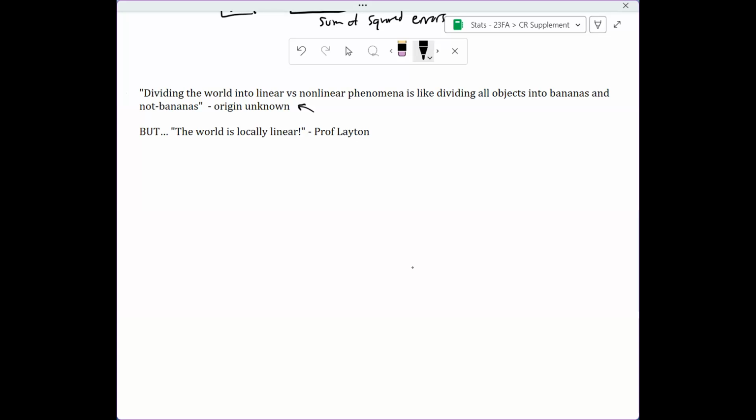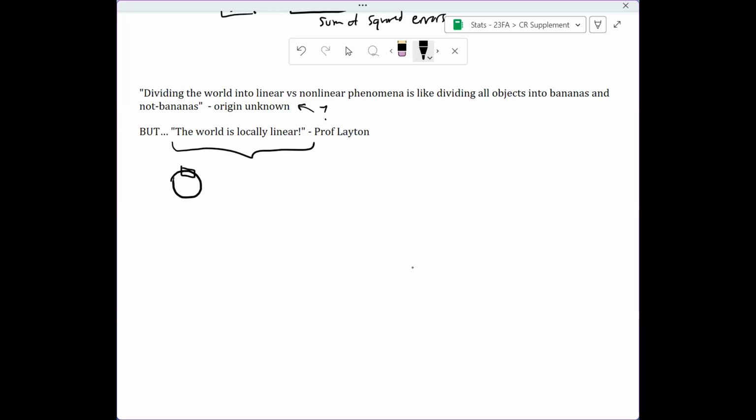So if just about everything we're interested in is nonlinear, then why regression? Why are we interested in linear regression at all? Isn't this just useless? And the answer is no, it's actually incredibly useful, and there are two reasons for that. My favorite grad school professor, Professor Layton, loved to say the world is locally linear. If I zoom out and look at the Earth from space, it looks very round.